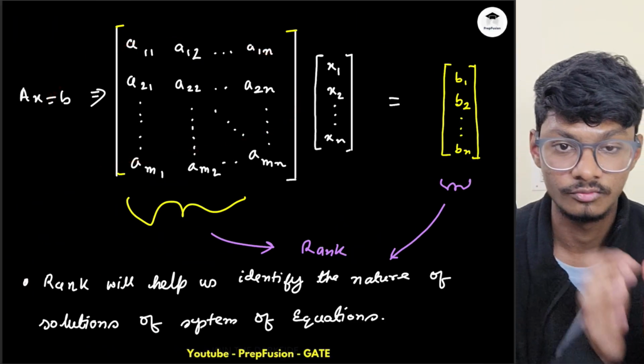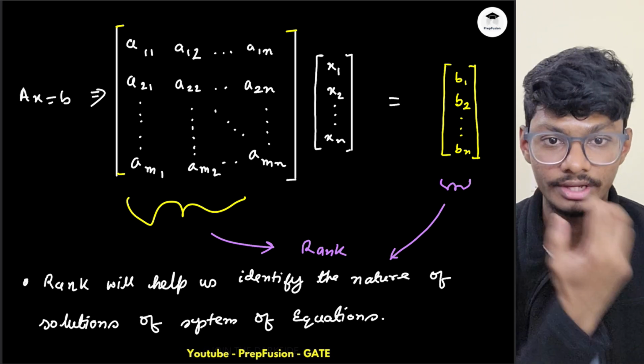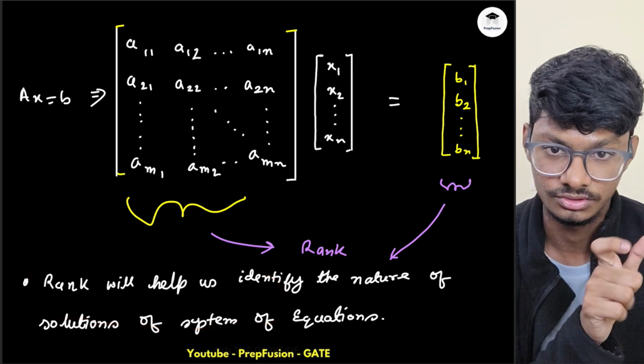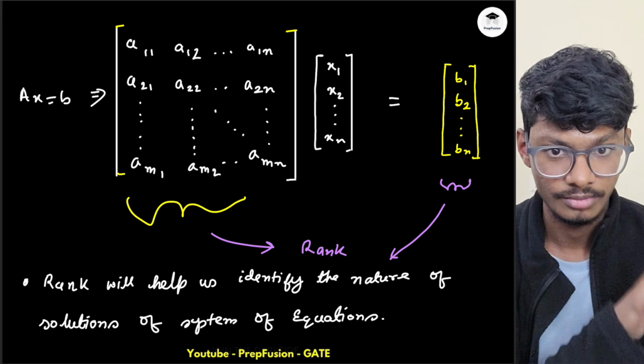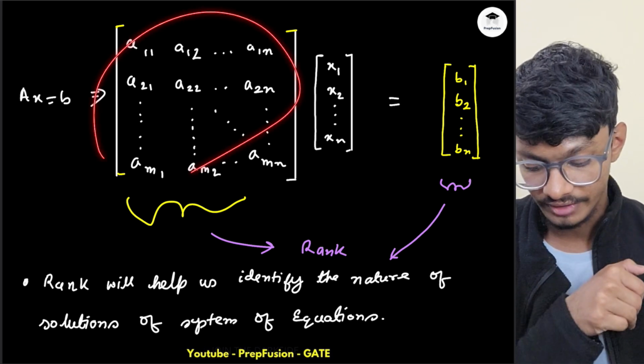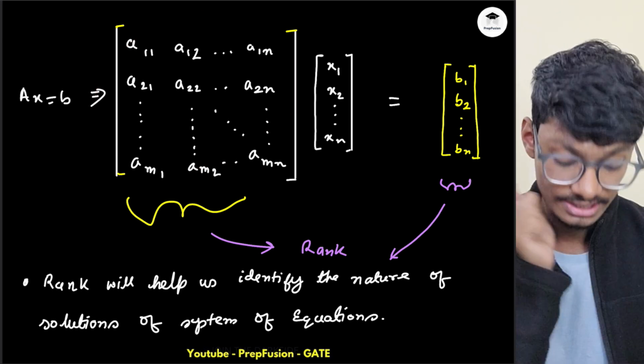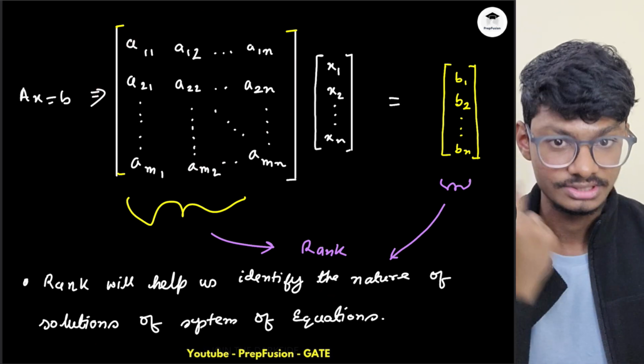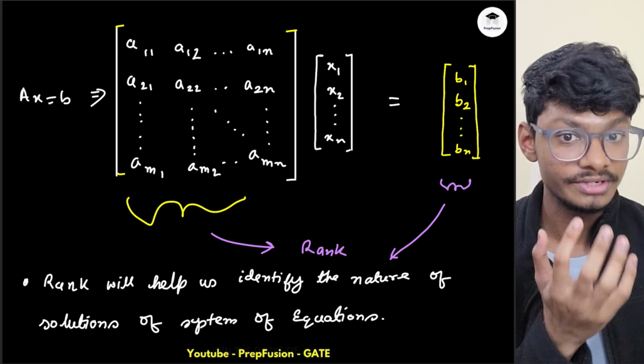There has to be a system with the help of which we can easily identify the nature of the solutions without much computational power. So basically we won't solve for the values, we won't find the solutions, but we can say something about the nature of solutions with this rank. So there is some trade-off, right?